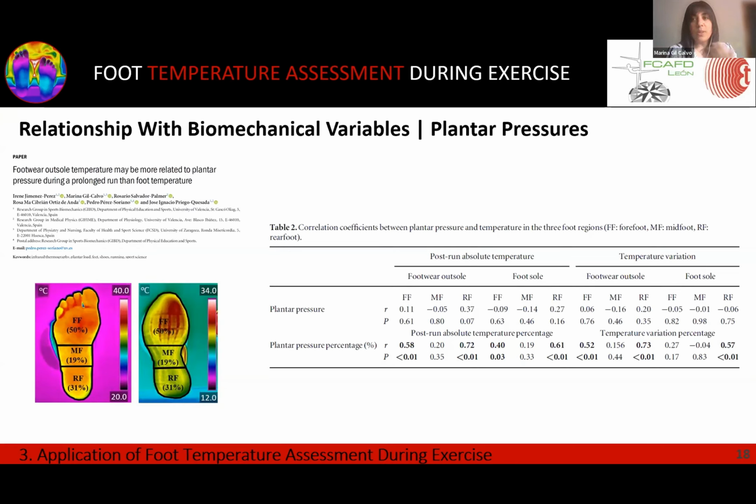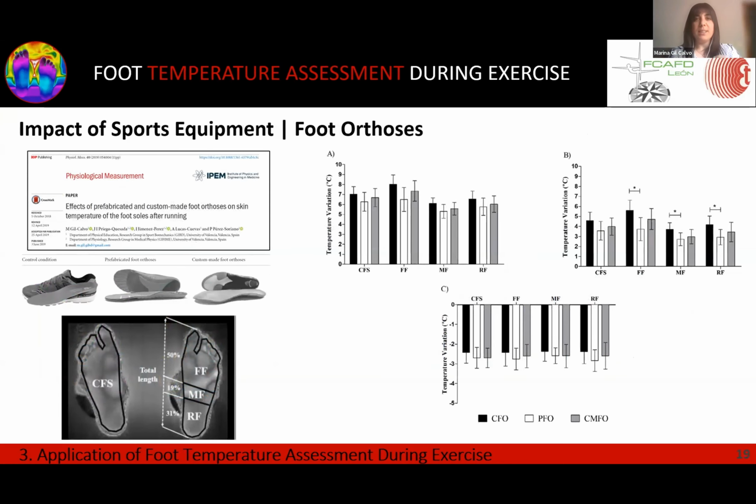So, as we couldn't find this relationship between biomechanical variables and infrared thermography, we tried to apply this technique to assess the impact of different sport equipment on foot temperature. In this case, particularly, we worked mainly with foot orthoses or insoles and footwear.